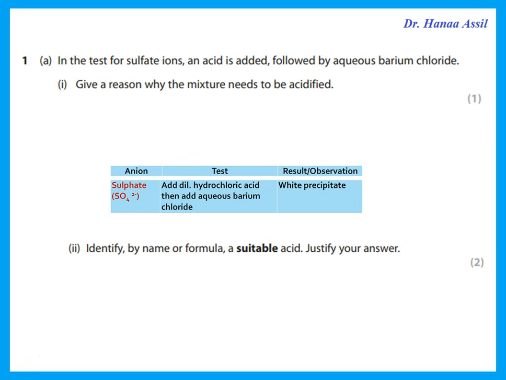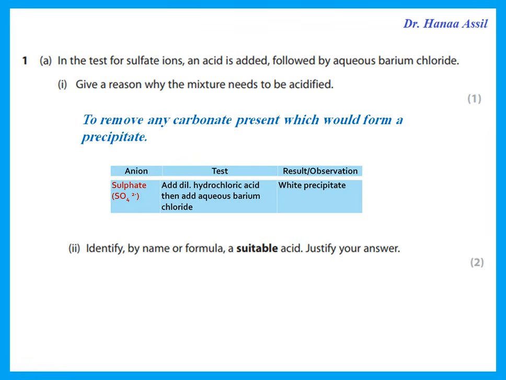So the question is, why do we need to add acid? You should remember that we add acid to remove any carbonate present, because if there is carbonate in the solution, then just adding barium chloride would give me a white precipitate even if I don't have a sulfate. So we remove any carbonate or any ions that may form a precipitate, and then we add the barium chloride. In that case, if I get white precipitate, then I have sulfate.